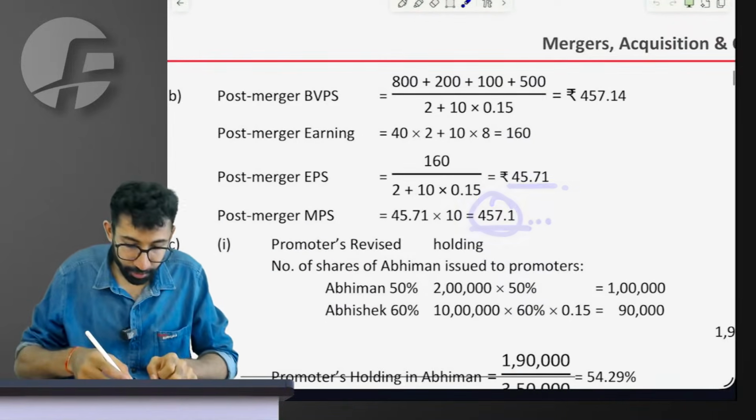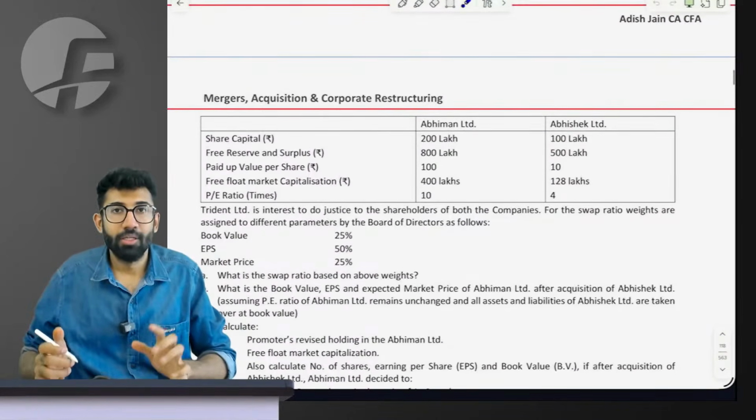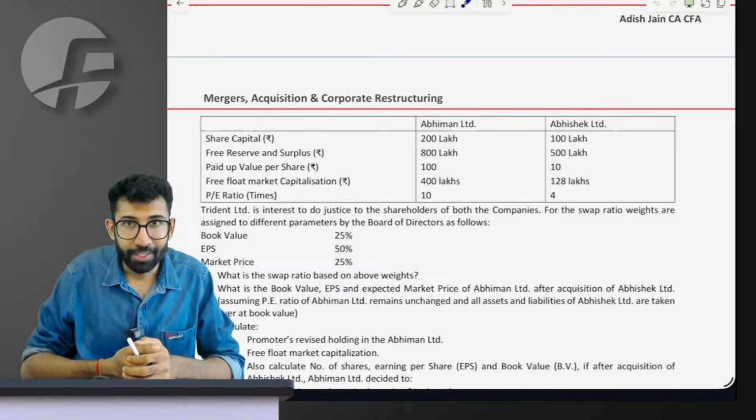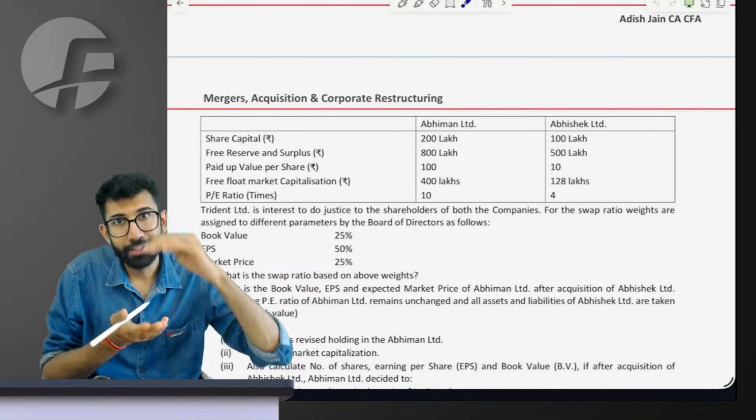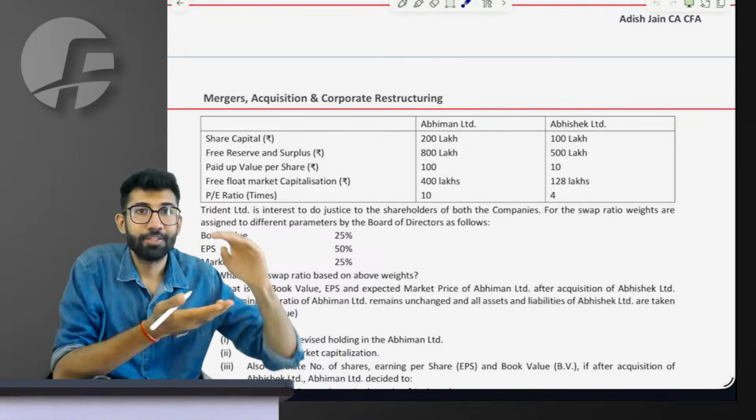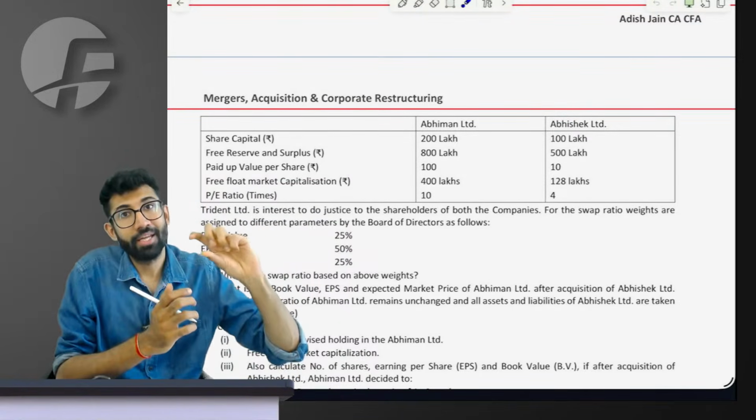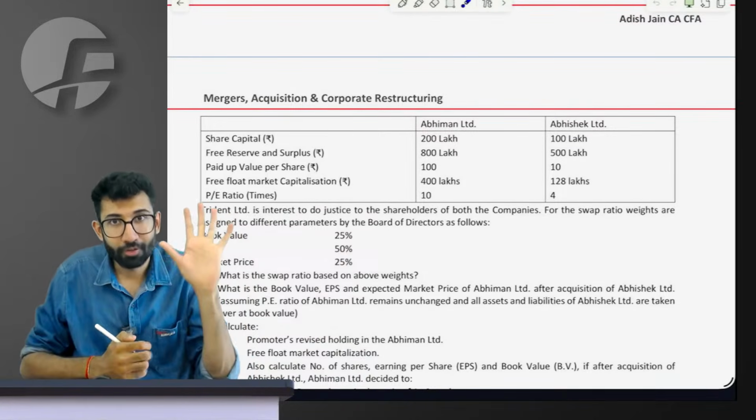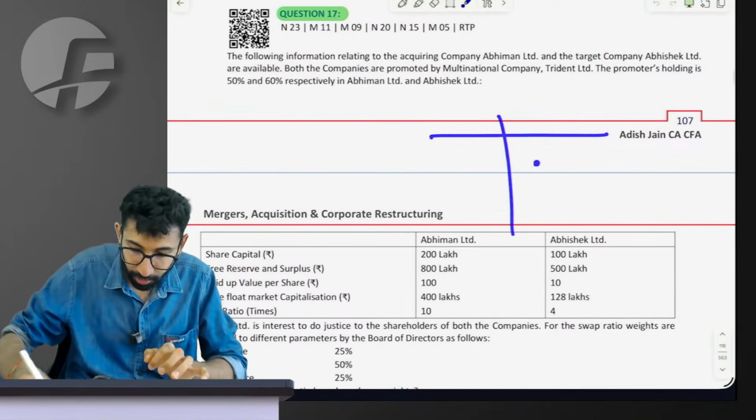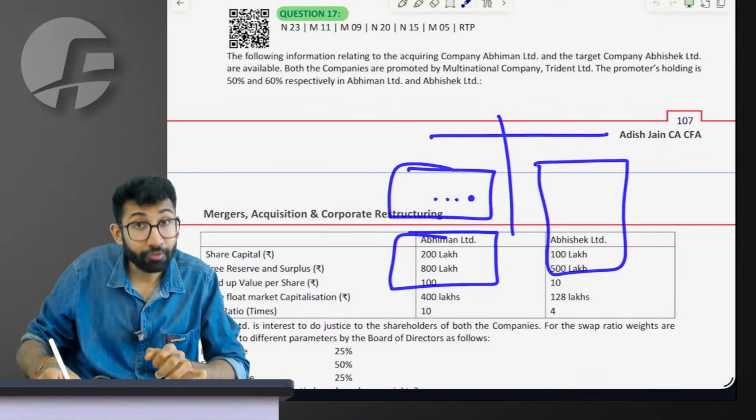Next is the post-merger book value per share. Book value per share is common sense. When I acquire all your assets and liabilities, do you agree that in my balance sheet my assets will increase by the amount of your assets, and my liabilities will increase by the amount of your liabilities, which means my equity shareholder fund will increase by the amount of your equity shareholder fund? Because equity shareholder funds are what you get from assets if you deduct the liabilities.